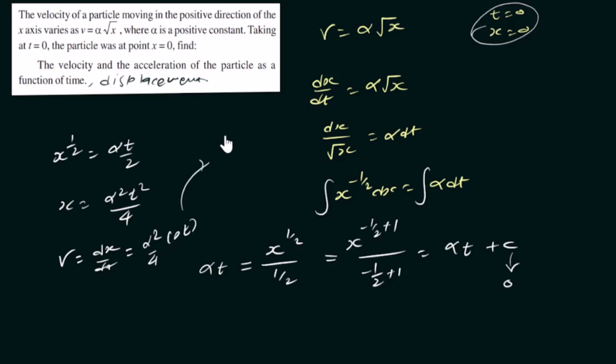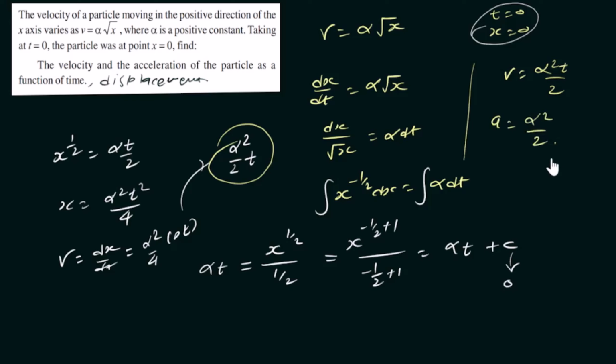So velocity as a function of time will be alpha square t by 2, and by differentiating this again, acceleration will be alpha square by 2. So here the acceleration of the object is constant, which is time independent, so it doesn't change with time.